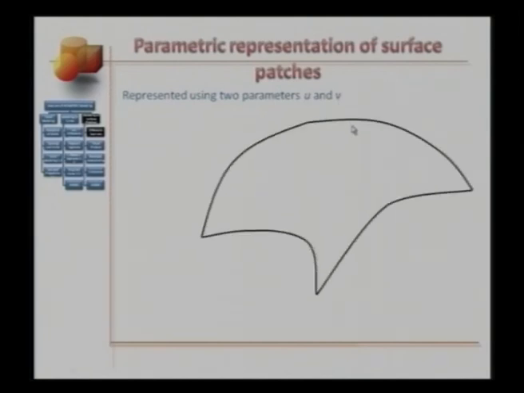Let's first try to understand how we can mathematically represent a surface patch. If you recall, we have been working with parametric equations. A curve segment, as you would know, is represented using a single parameter. But a surface patch needs to be represented using two parameters, u and v. This is a typical surface patch. You can draw a set of curves on this patch, for example.